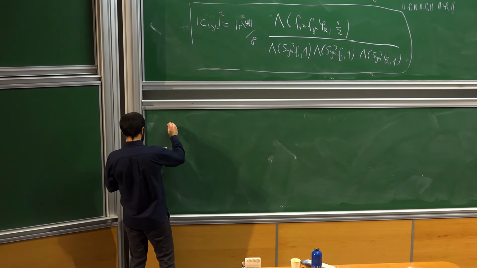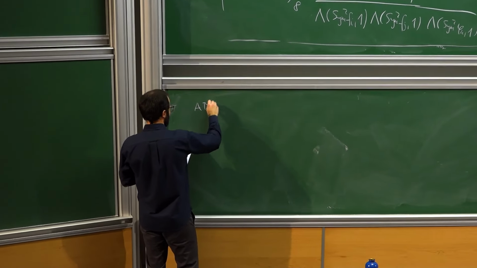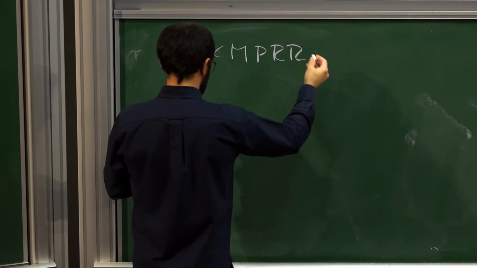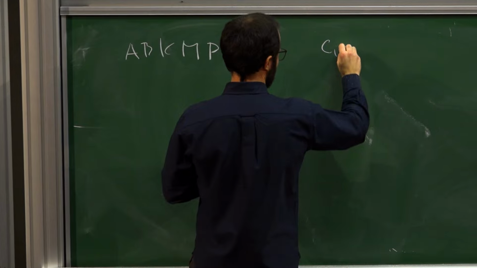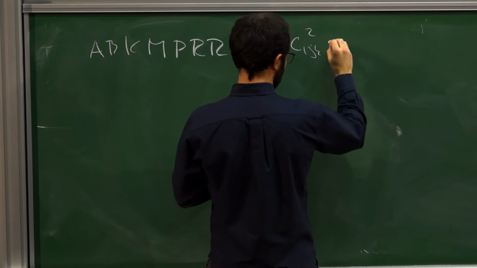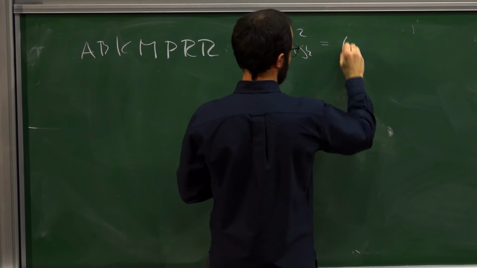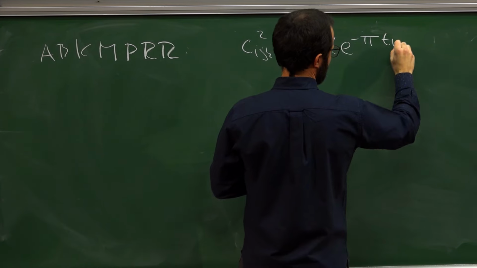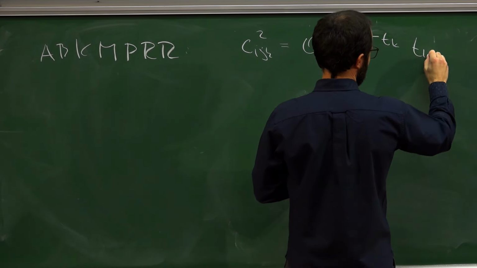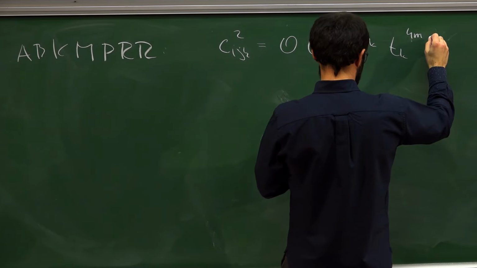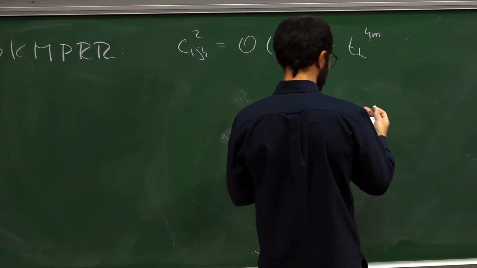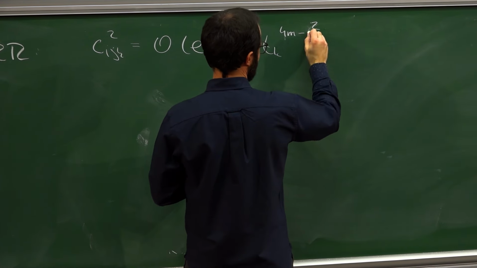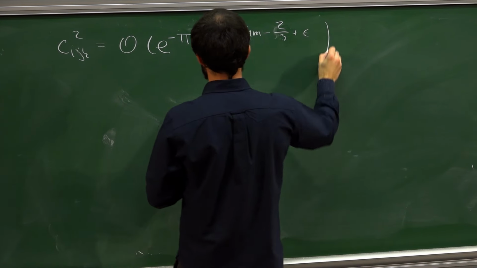This bound, just to remind you, is that C_ijk squared is upper bounded by e to the... Okay, now let me write it in a slightly different way. So t_k to the 4m minus 2/3. Sorry, I'm writing too small. So here I'm just changing a notation a little bit.